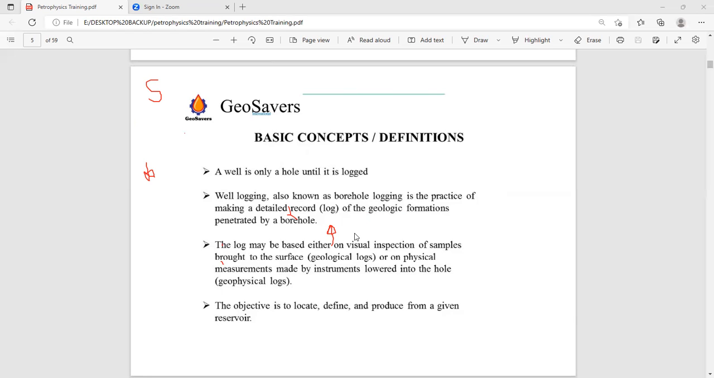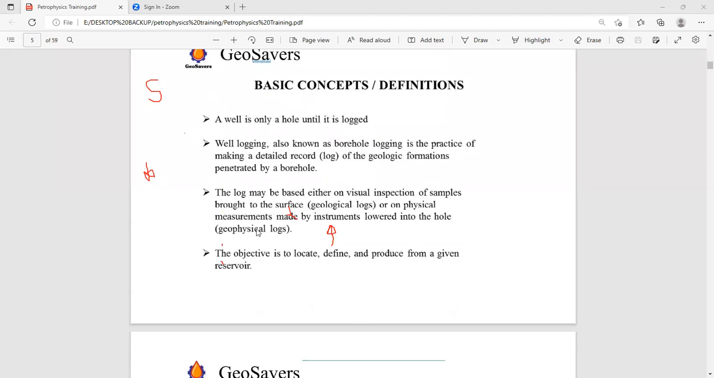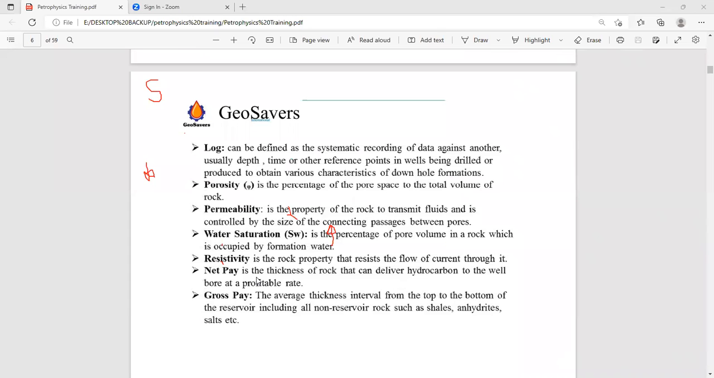The log may be based either on visual inspection of samples brought to the surface. So we have what we call geological logs. These are samples brought to the surface during the process of drilling. You bring it in bulk and then you try to analyze it to get the formation, to see if you can get any imprint of hydrocarbon also. And then the physical measurement made by instruments lowered into the borehole. That one now is what we call the geophysical logs. The objective is to locate, define, and produce from a given reservoir.